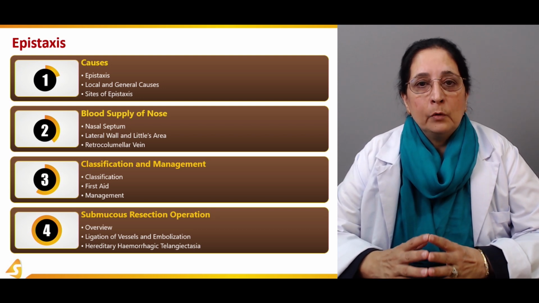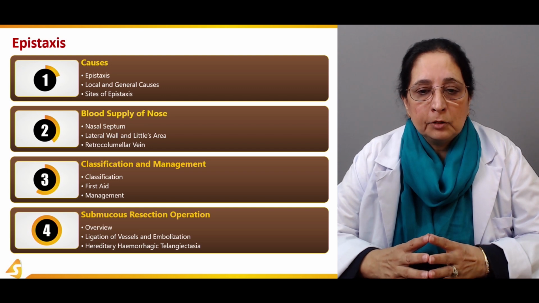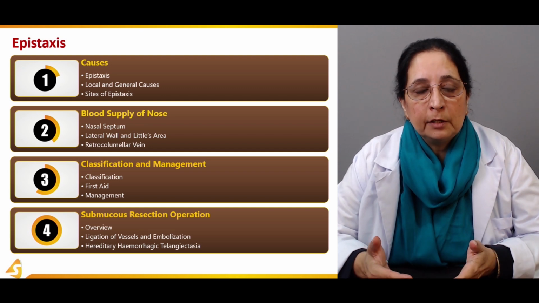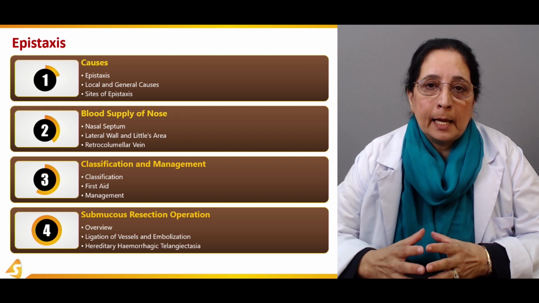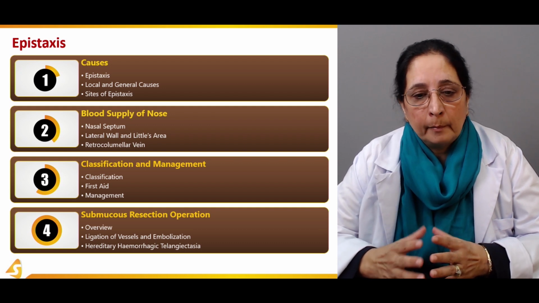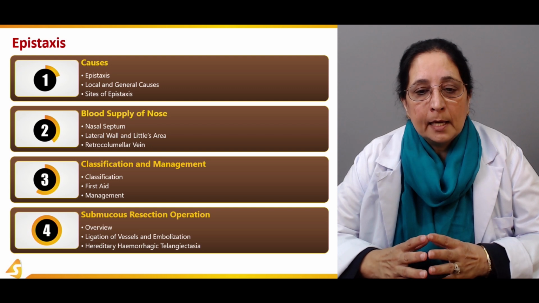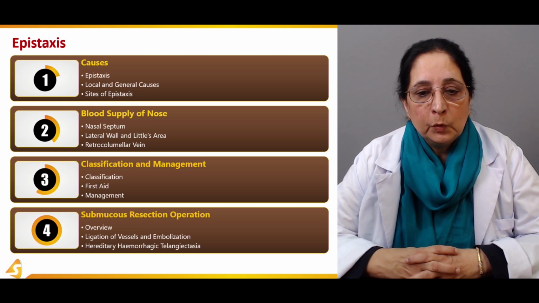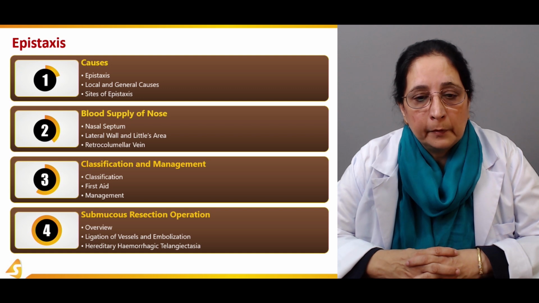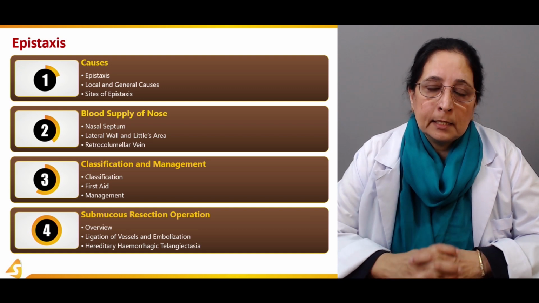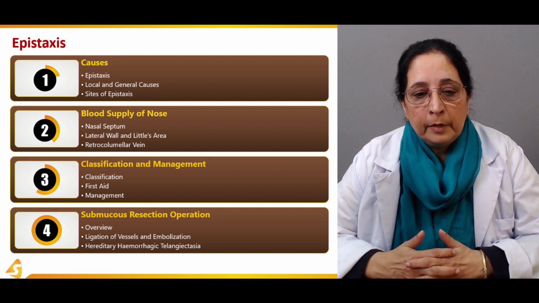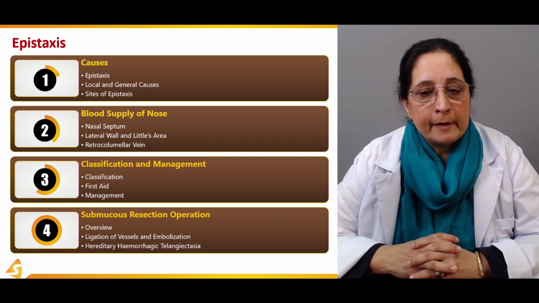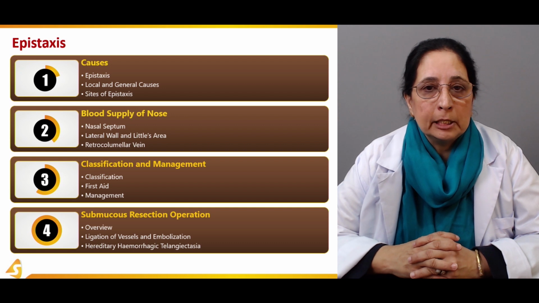Then in our fourth and final section, we will talk about the procedure which is performed to treat this epistaxis, which is commonly known as SMR or submucous resection operation. What is submucous resection operation? How we can do ligation of vessels and embolization.